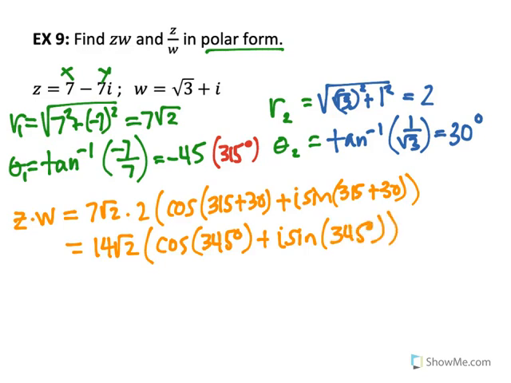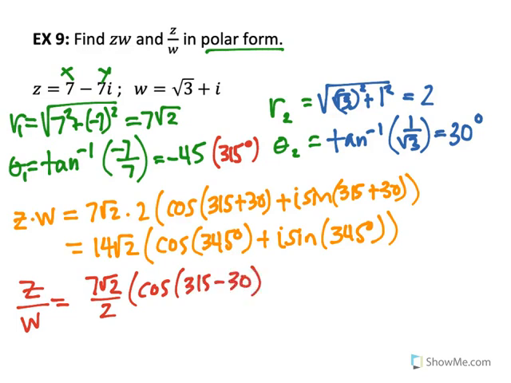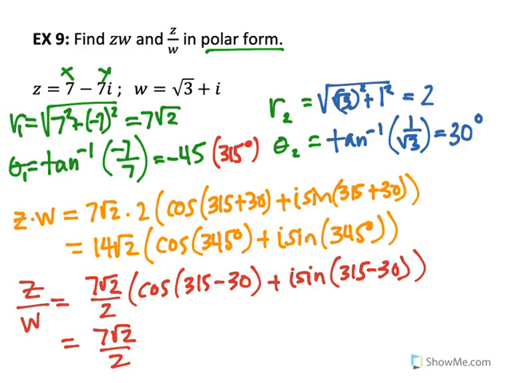Let's go ahead and now take z over w. Then I'm going to take my 7 root 2 over 2, and then take cosine of 315. Here we subtract our angles. And then I'll go ahead and simplify this. The 7 root 2 over 2 doesn't simplify. And then I have cosine of 285 plus i sine of 285.